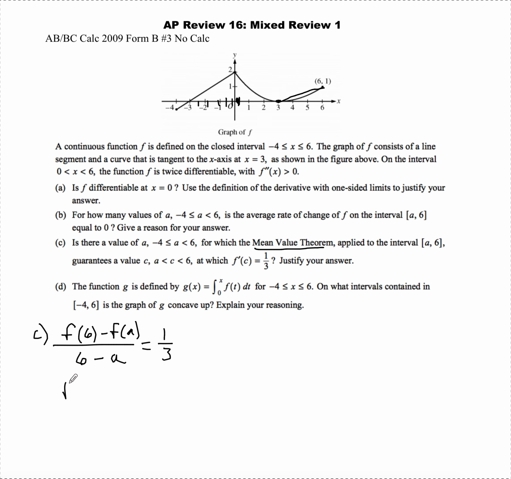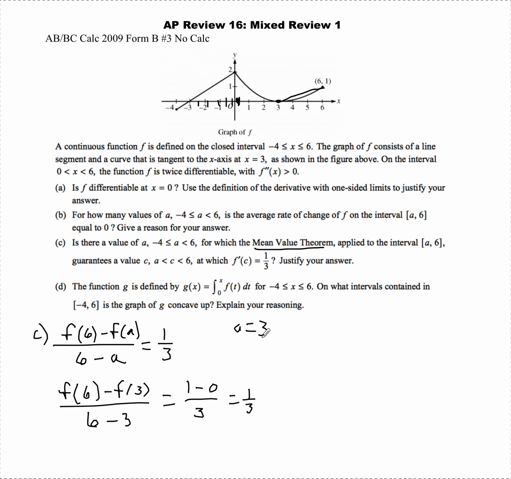So if x is 3, I'd have f of 6 minus f of 3 over 6 minus 3. F of 6 is 1. F of 3 is 0. 6 minus 3 is 3. So look at that, 1/3. So cool, I think I just found it. The value of A needs to be 3. That needs to be my interval. If I apply the mean value theorem on here, it'll work because it's a differentiable section of the graph. There is going to be a place on that interval where the derivative is 1/3.